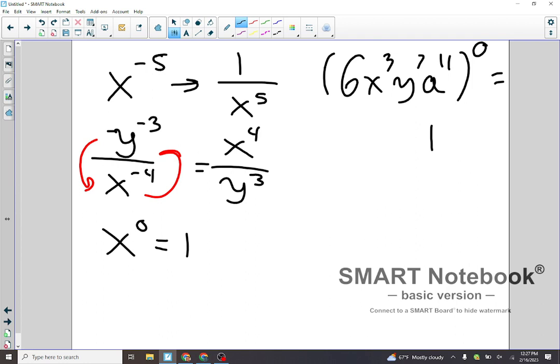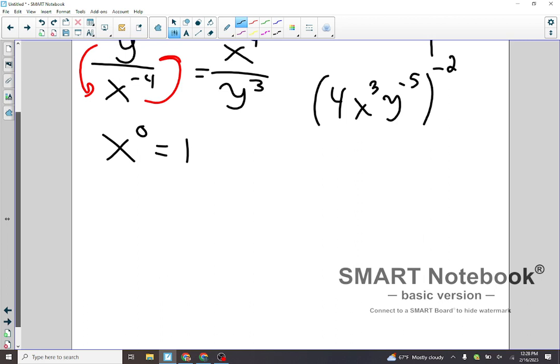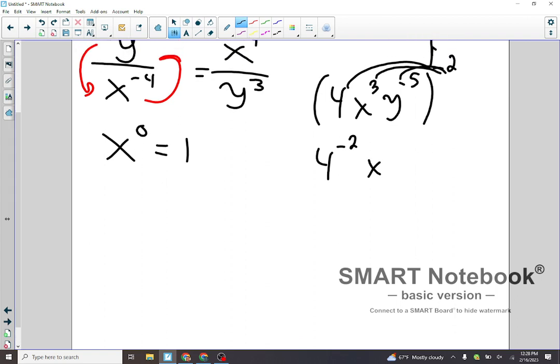I just want to make sure we practice every version. So let's say if I had this situation, 4, x to the 3, y to the -5, all to the -2 power. In this situation, I'm going to distribute this -2 to the 4, to the 3, and to the -5. 4 to the -2 power. X to the -6, this is a -2. And y, -5 times -2, that's a double negative, so it becomes positive 10.